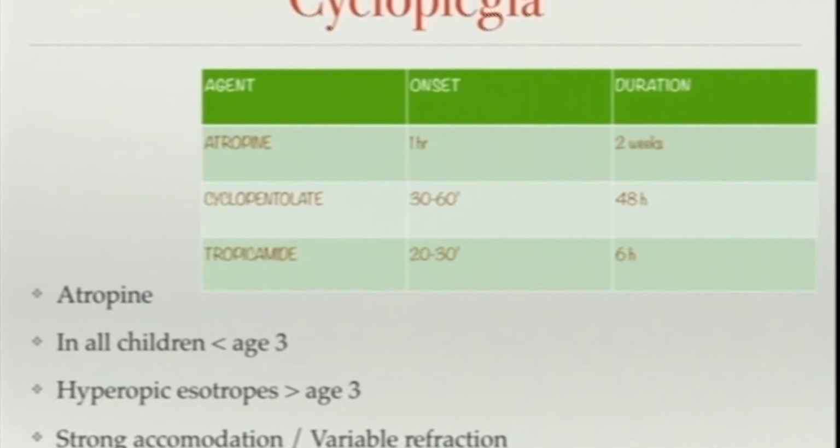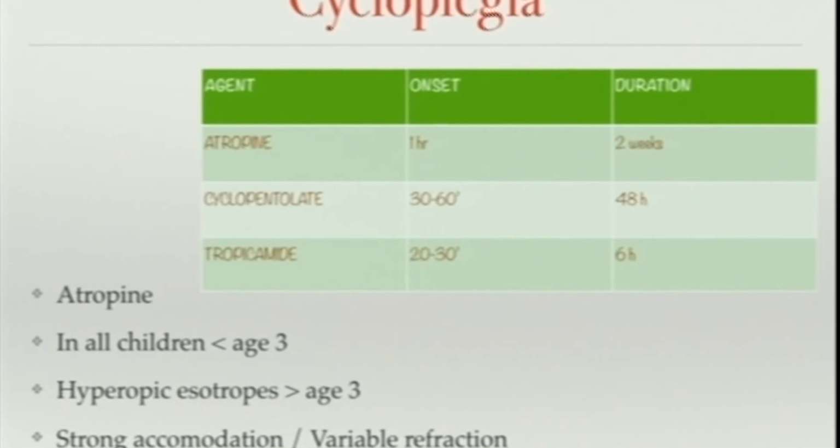So what are the agents that we use for cycloplegia in children? They include atropine, cyclopentolate and tropicamide. For most children less than 3 years of age, atropine is the gold standard, to arrest accommodation. In hyperopic esotropes of any age we use atropine, and also when we get very strong accommodation, variable readings, or pseudomyopia, in all these cases we can use atropine.